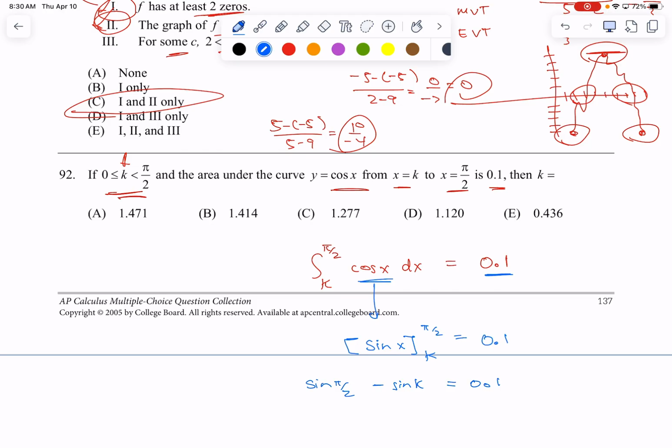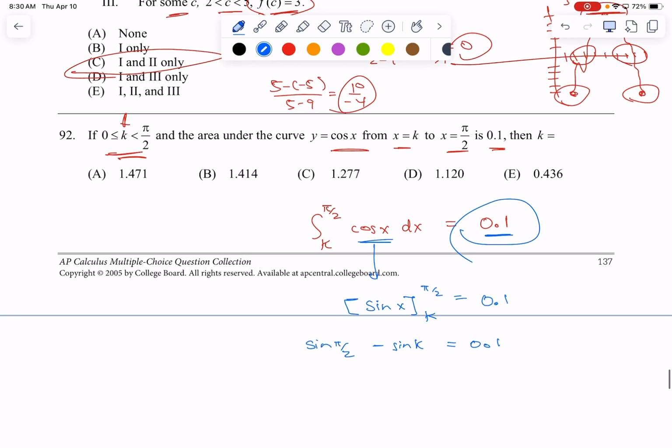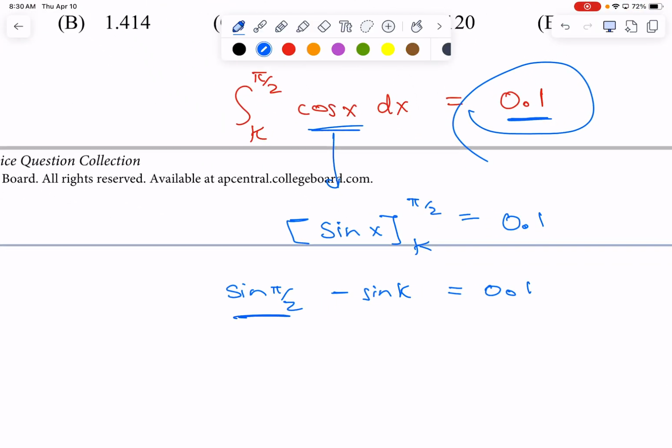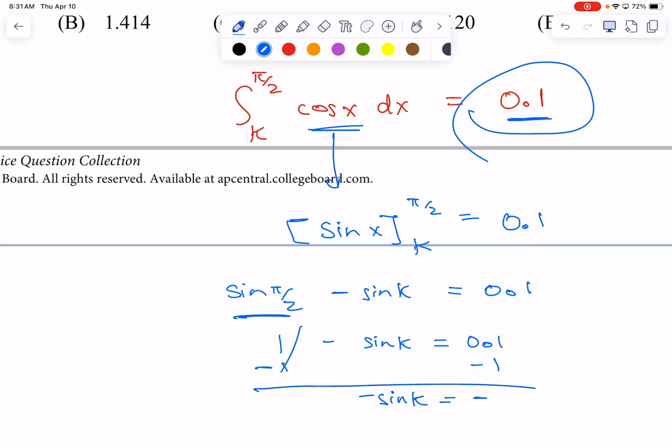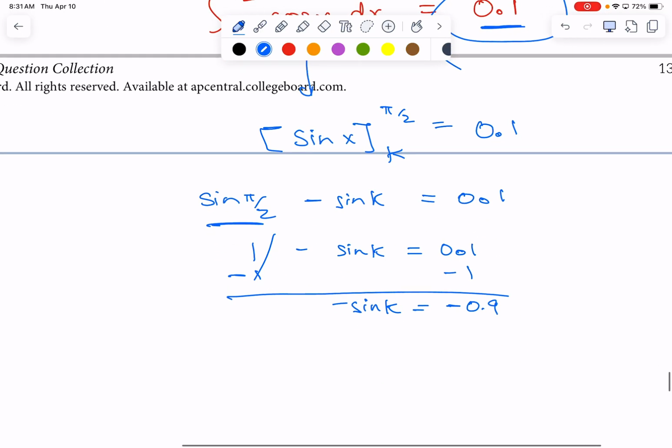So we already know what the displacement equals. It has to equal 0.1. What's sine of pi over 2? Up here, it's the y. It's 1 minus sine of k is equal to 0.1. I'll subtract 1 from both sides. So that gives me negative sine of k is equal to negative 0.9, right? Divide by negative, and I get sine of k is equal to 0.9.